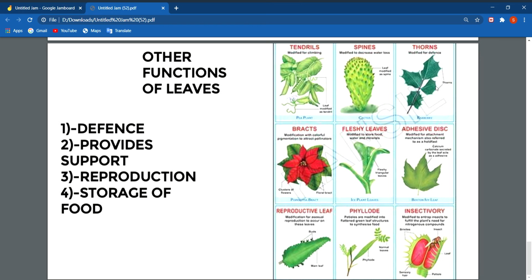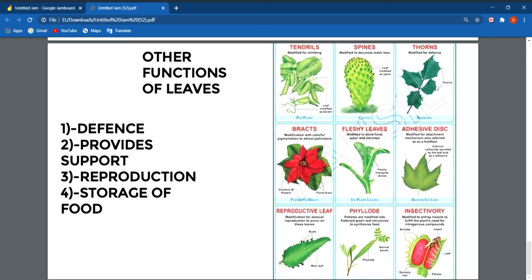Leaf tendrils coil themselves around the support and help the plant having a weak stem to climb up to expose its leaves to sunlight. The next function of the leaf is reproduction. Some leaves also take part in vegetative reproduction. In some plants like Bryophyllum and Begonia, buds develop on the leaves. These buds grow into new plants.